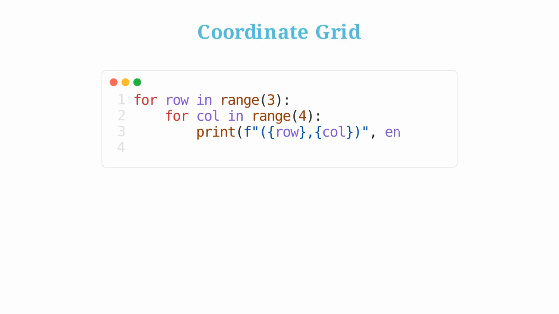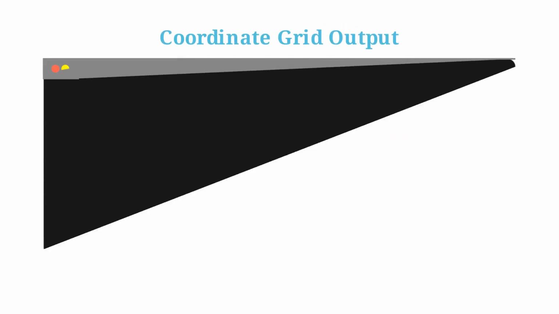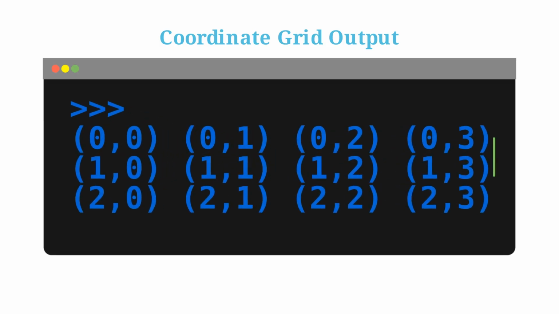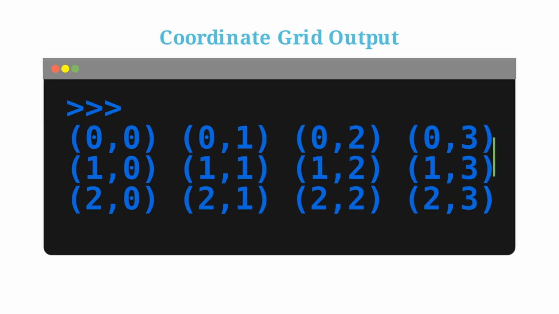Next up, coordinate grids. These are super useful for games because they show the exact position of each cell. We just print the row and column numbers as coordinates. Beautiful coordinate system. This creates a 3x4 grid where each cell shows its exact position. Perfect for building games like tic-tac-toe or Battleship.